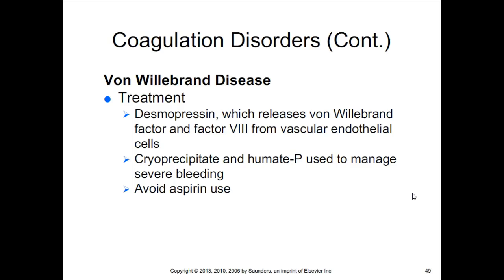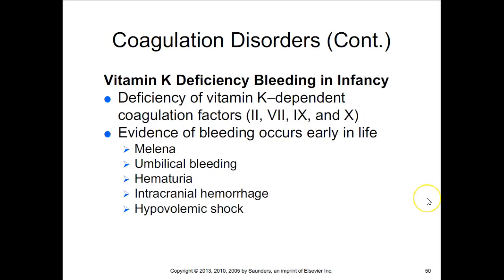So one of the main treatments for von Willebrand disease, right, is desmopressin, right? So basically it helps release the von Willebrand factor and factor 8 from the vascular endothelium. So you might also see cryoprecipitate, and Humate-P used to manage severe bleeding. And then, of course, since aspirin does increase bleeding time, you want to avoid aspirin use for people who have confirmed von Willebrand disease.